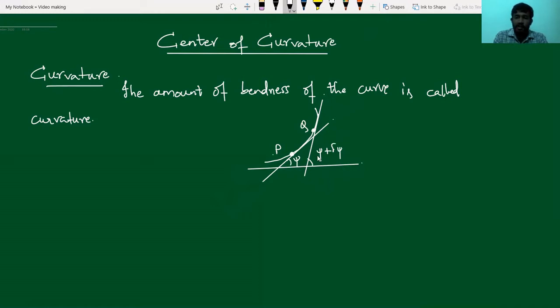Now the difference in these two angles is nothing but the amount of bendness. So this delta xi is the difference between these two angles. This is considered as amount of bendness.